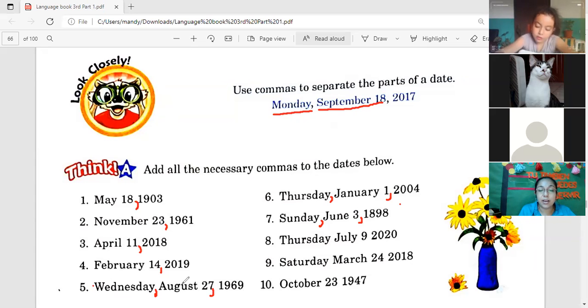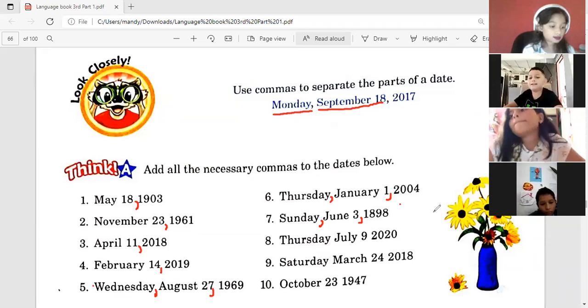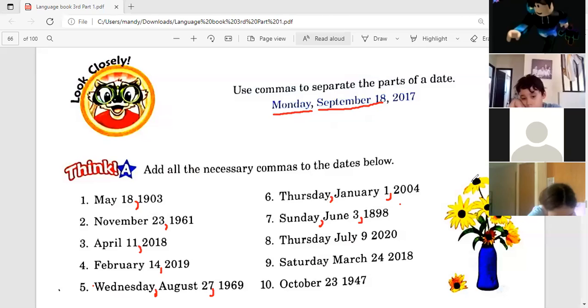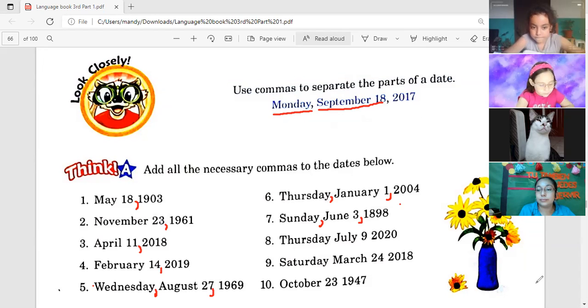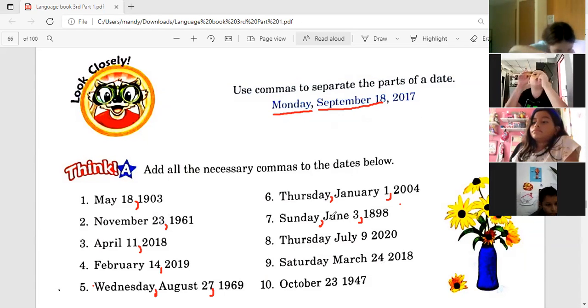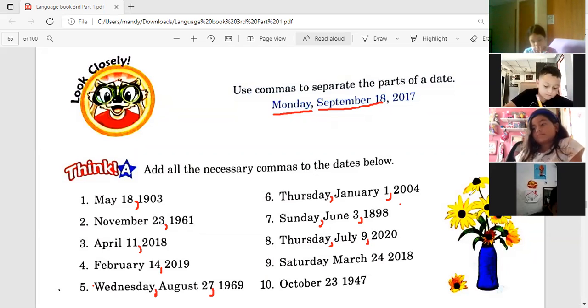1969, exactly. Okay, Wednesday, comma, August 27, comma, 1969. Excellent. Okay, next one. Let me check. Let's see, Diana Marroquin, number eight. Tuesday, June 9, okay. Comma. Okay. 2020. Excellent. Okay. Thursday, comma, July 9th, comma, 2020. Okay. That's good.